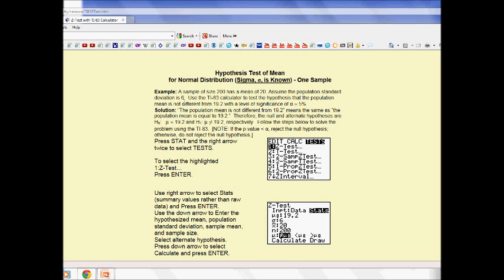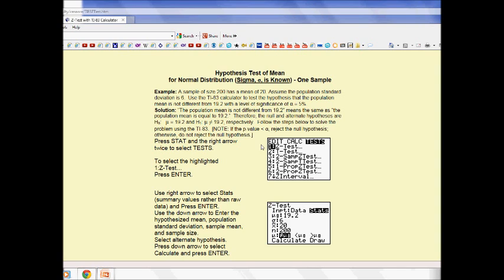So they're kind of giving us givens here. Let's say we want to test the hypothesis that the population mean is not different from 19.2 with the level of significance alpha equals 5%. What that means is this test is going to be for 95% confidence.